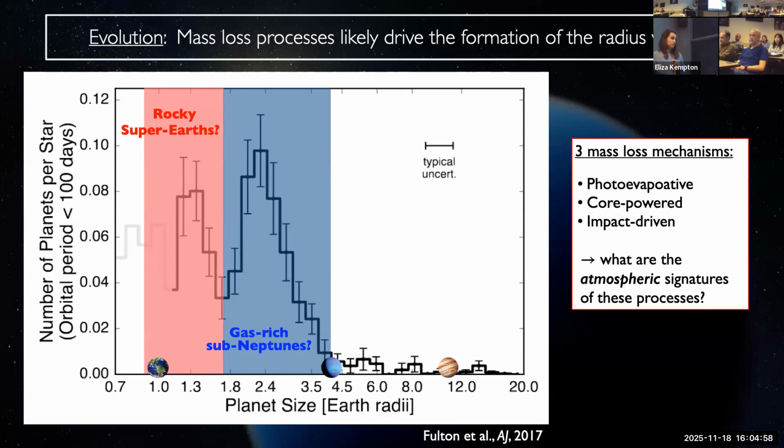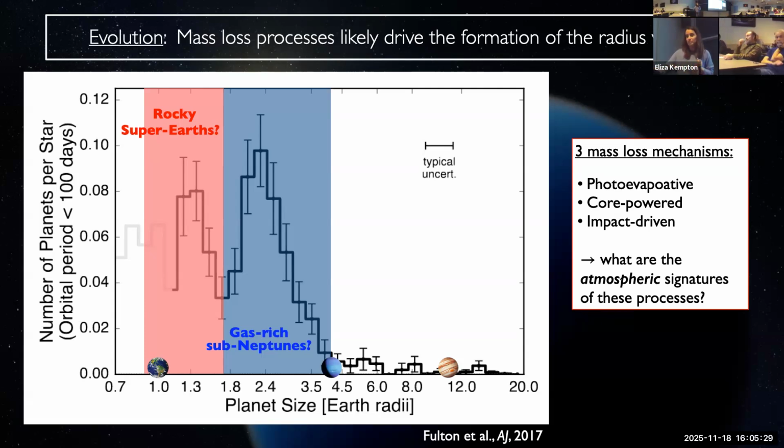There are several potential mass loss mechanisms. You can lose an atmosphere via photoevaporative mass loss, via core-powered mass loss. So core-powered is mass loss via the bolometric luminosity of the planet itself when it's very young and still hot from its process of assembly and accretion. You can also have mass loss that's driven by impactors.